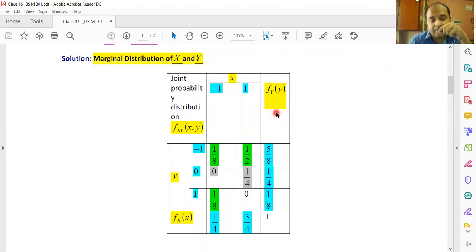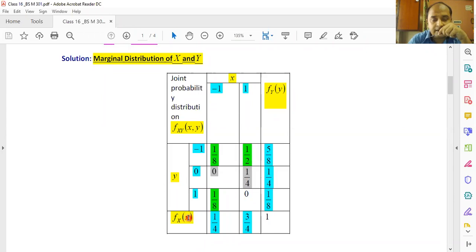That is defined as the marginal distribution of the random variable Y. And the marginal distribution of the random variable X is the sum of the joint probabilities, and the summation is taken over all possible values of Y. When the case is discrete, we use the summation sign, and when the case is continuous, we use the integration sign. That is just a difference. That is how we distinguish between the continuous and discrete case.